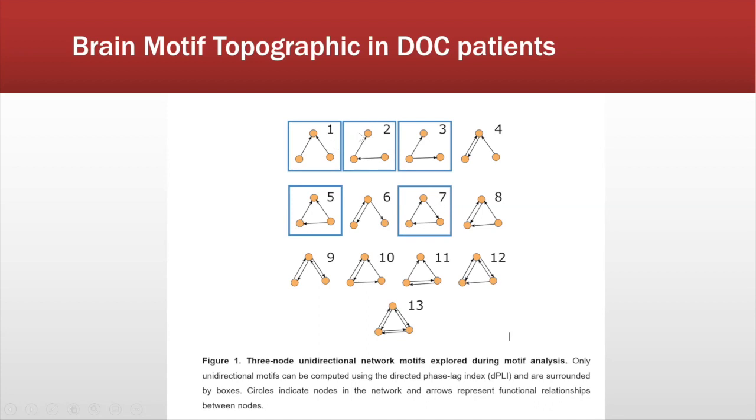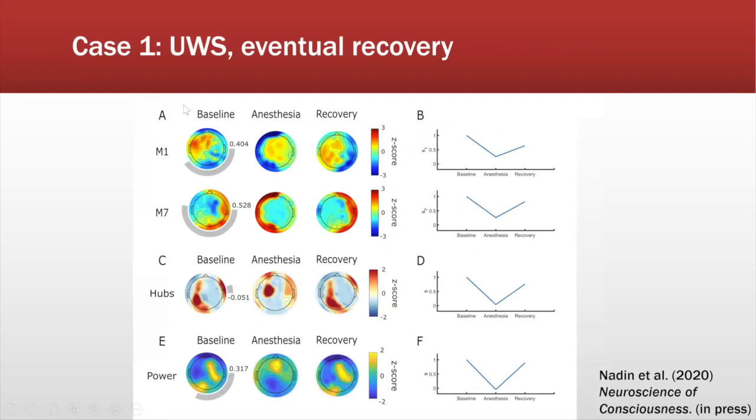So we looked at the motifs that the brain networks of disorders of consciousness patients participated in, and we compared two individuals in a two-case study, both of them in unresponsive wakefulness syndrome. In the first case, this individual eventually recovered. We looked at all 5 of these motifs. Motif 1 and motif 7 were significant.